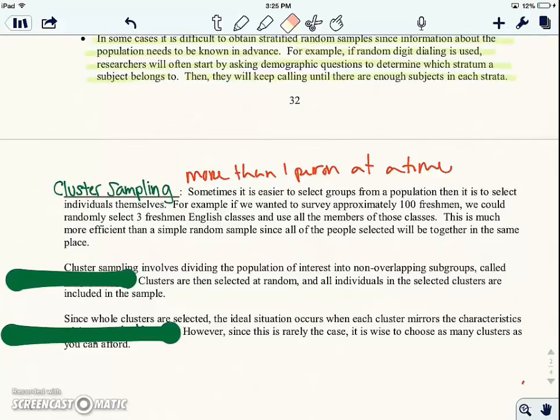For example, if we wanted to survey approximately 100 freshmen, we could randomly select 3 freshman classes and use all the members of those classes. This is much more efficient than a simple random sample since all of the people selected will be together at the same place. Cluster sampling involves dividing the population of interest into non-overlapping subgroups. Okay, you couldn't have a kid that was in both English classes, maybe making up some credit. Then he'd get sampled twice. Okay, and those subgroups are called clusters. Clusters are then selected at random, and keyword, all of the individuals in each cluster are included in the sample.